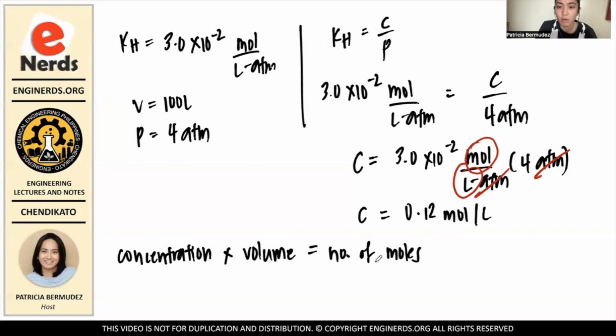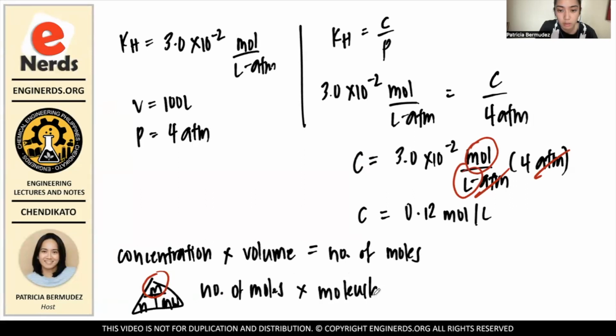Okay? Now, from this triangle, alam natin na mass divided by the number of moles will give us the molar weight, right? And since ang goal natin this problem is to find the mass, we just have to multiply the number of moles by the molecular weight to get the mass. So, number of moles times molar weight will give you the mass. And that is our goal to find in this problem.